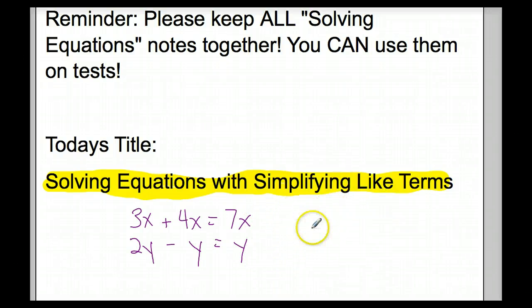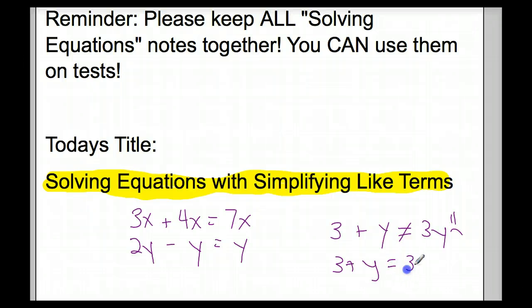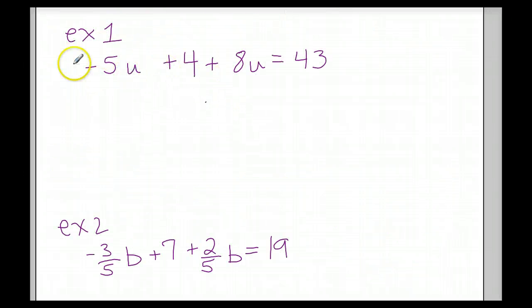Examples of things that aren't like terms are the number 3 and the variable y. We cannot combine those together to equal 3y. No, this is sad. We can only leave this as 3 plus y. 3 plus y just equals 3 plus y. No combining. Okay, so our first example, example 1, says negative 5u plus 4 plus 8u equals 43.